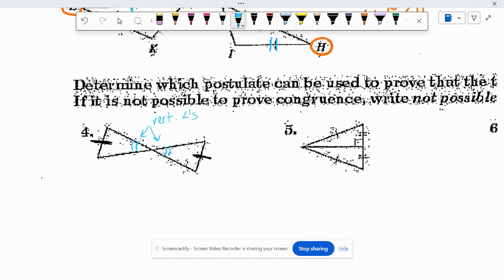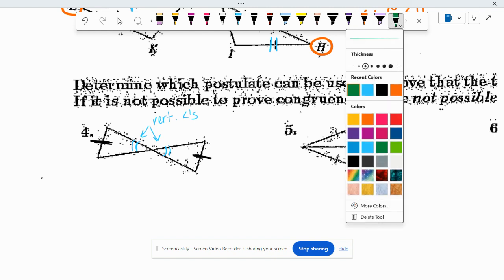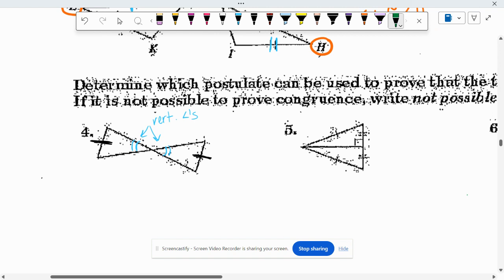right? So is there another angle that we see or another side that we see is marked congruent? Can we say that these two triangles are congruent? Do we have enough information? We do? We can use side angle side? No, we can't. This is not possible. Not possible. Okay.